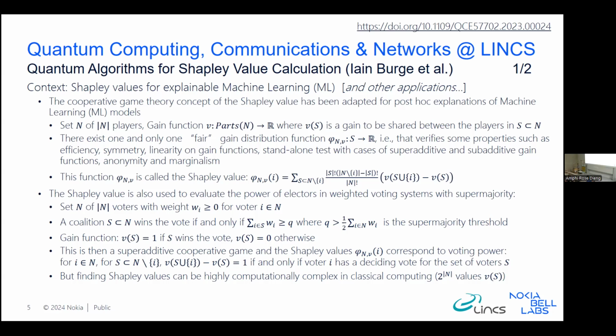And a coalition wins the vote if the sum of the weights of the voters is above a given threshold that is called a super majority. It is the majority if it is strictly more than half of the sum of the weights, but you can have thresholds that are a bit higher. This is why we call it a super majority. And we can model this with cooperative game theory as described above. You simply set the gain function equal to 1 if the subset of voters wins the election.